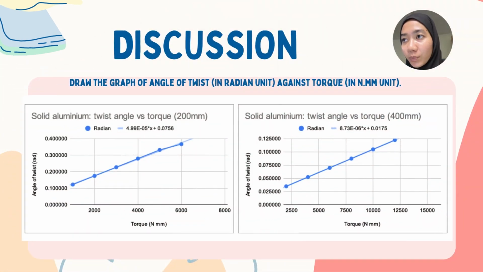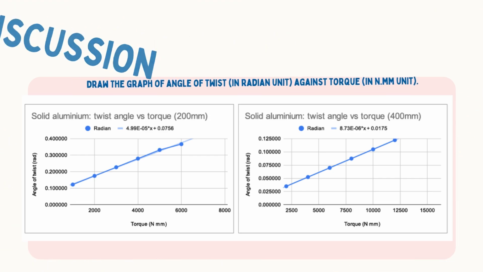Discussion. These are the graphs we get from angle of twist in radian against torque in Newton millimeter. This graph is for solid aluminium. On the left-hand side it is solid aluminium at 200 millimeter, and the right-hand side it is at the 400 millimeter distance. As you can see, both of them are linear, and the slope for solid aluminium at 200 mm is 4.99 × 10^-5, and for solid aluminium at 400 mm is 8.73 × 10^-6.